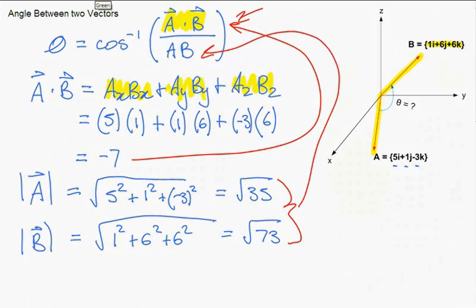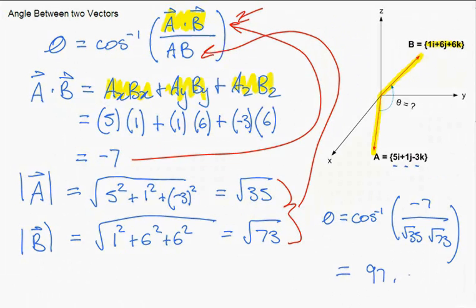Therefore, the formula will be rewritten as theta equals cos inverse minus 7 over root 35 root 73. You put this all into your calculator, you should get an angle of 97.96 degrees. And this is the answer.